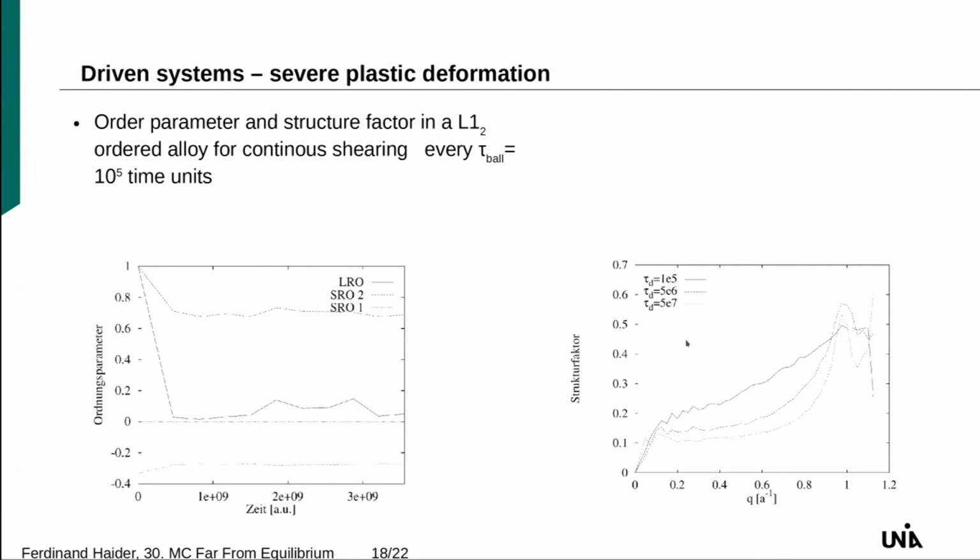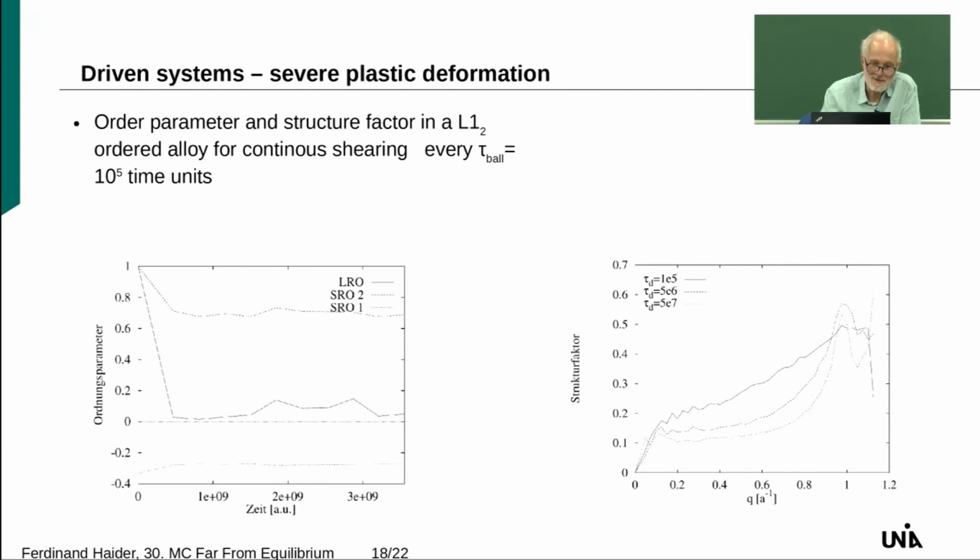Okay, and then, as I said, I tried to apply this also to severe plastic deformation or whatever you call it. I did two different things. One was the same ordering-disordering transition, and it looks very much the same. So again, you find a transition from ordered to disordered. This is just an example where I plotted not only the long-range order, but also the short-range order. That's something you don't have in these mean field models.